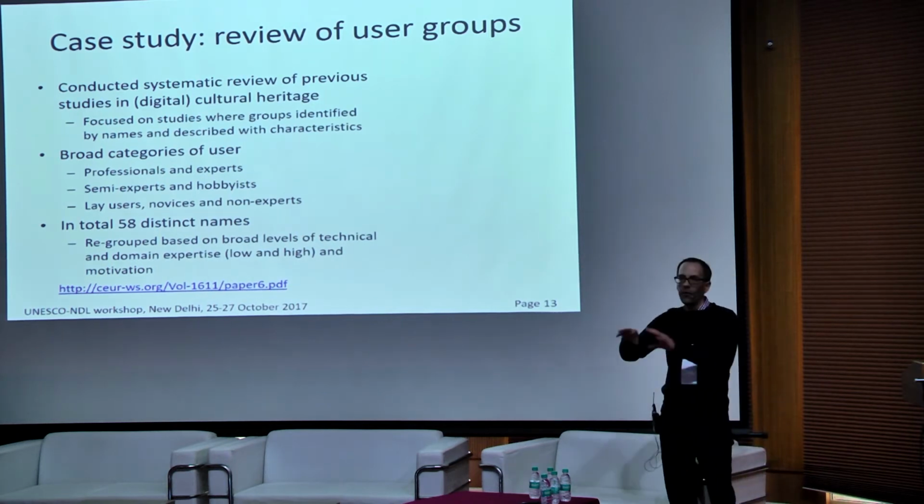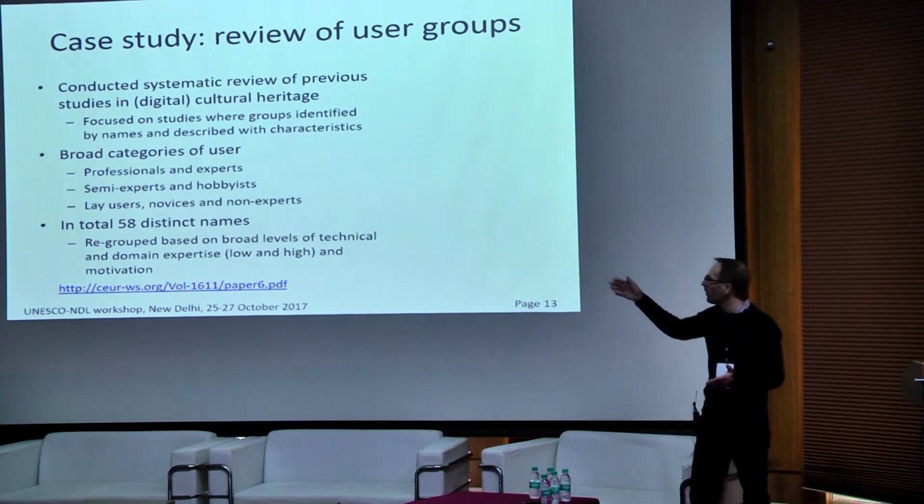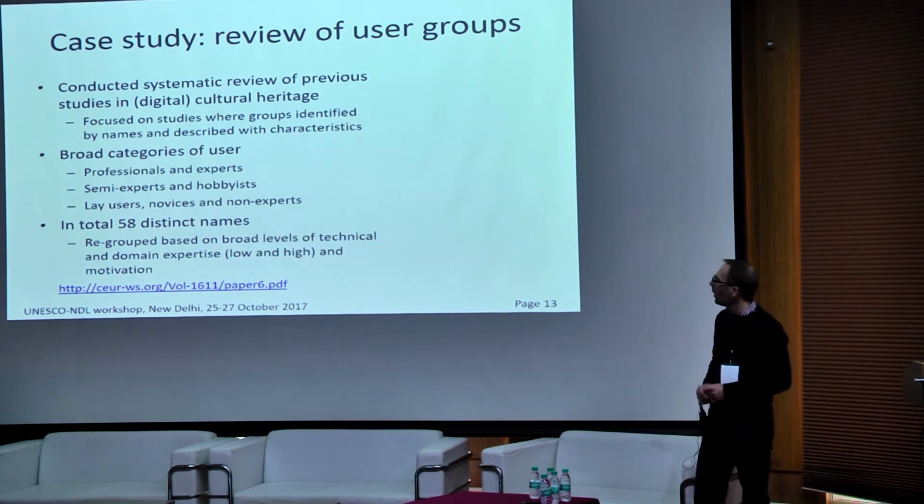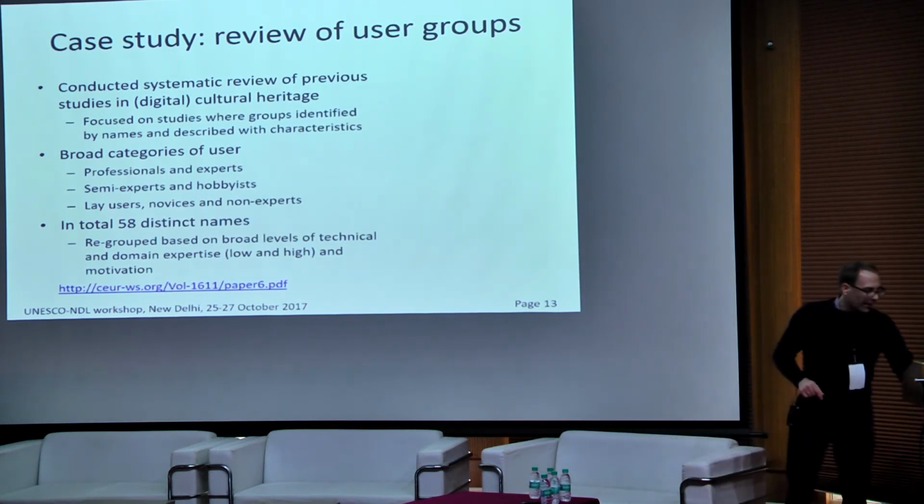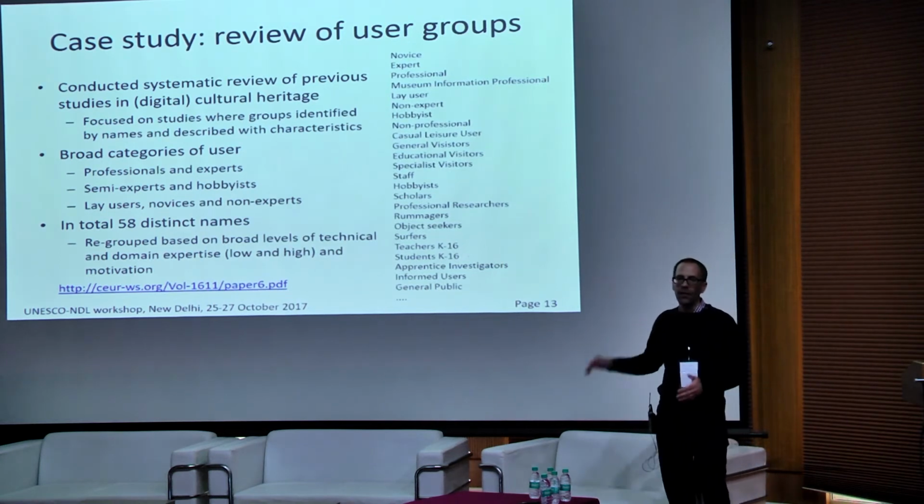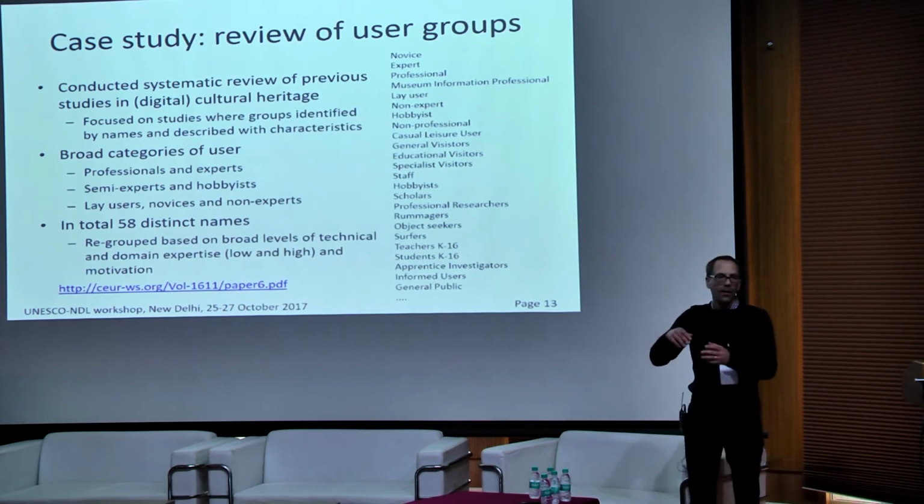And of course, we found fairly broad categories of user: professionals, experts, semi-experts, hobbyists, and so on. Interestingly, with descriptions, so we can provide descriptions of those as well. But actually, in practice, there are over 58 distinct names. These were different labels, different names for groups of people. And part of the problem becomes, well, are they all the same?